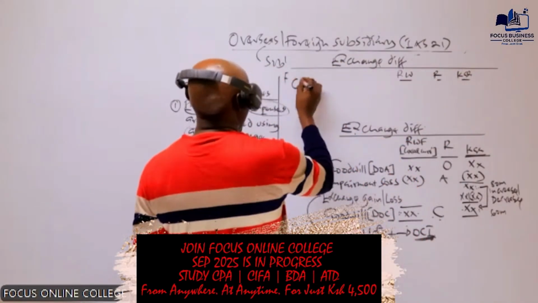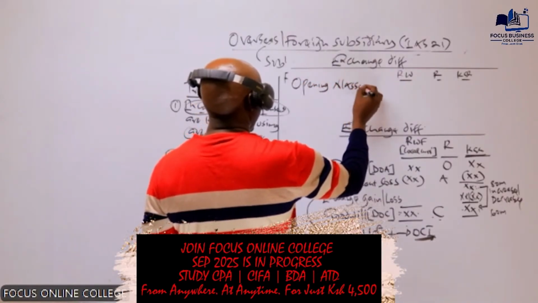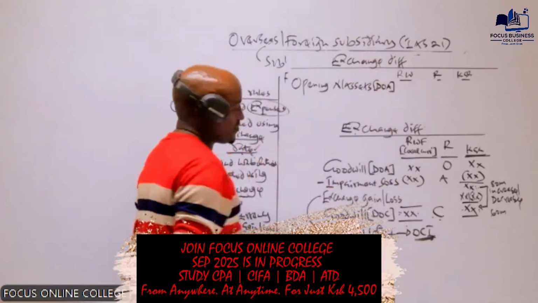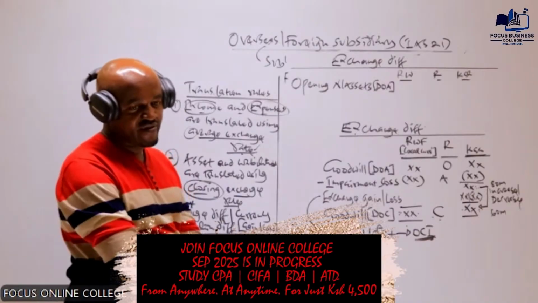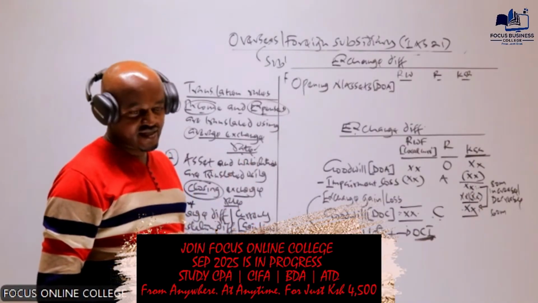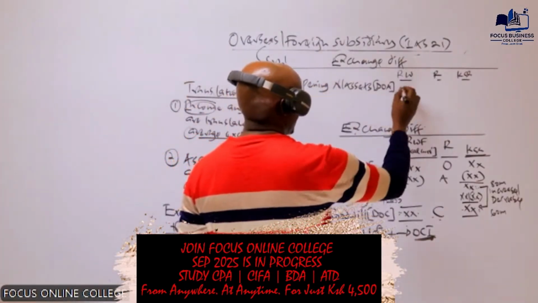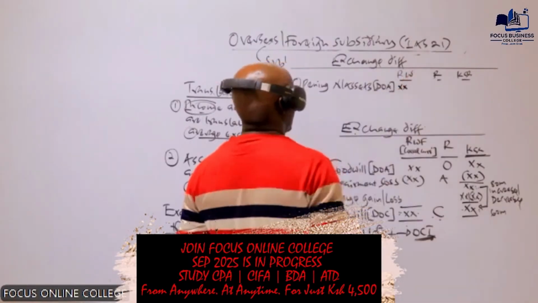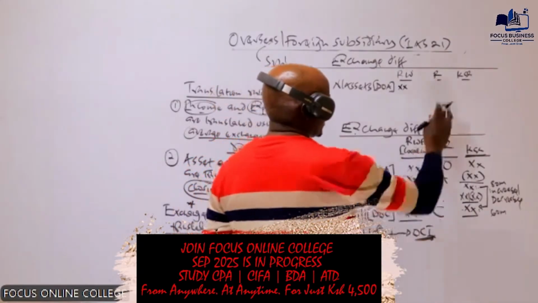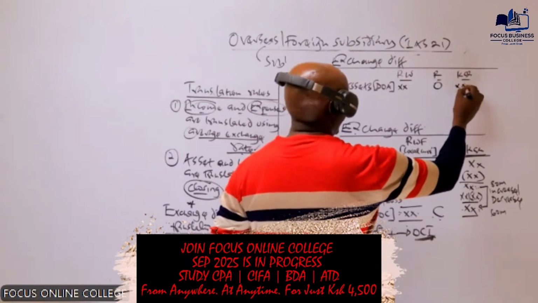So always here we start with the opening net asset. These, in other terms, are the net assets of the subsidiary on the date it was acquired. Remember, we have said in all these questions that the foreign subsidiary will have been acquired at the start of the year. So take the opening net asset on the date of acquisition in local currency, for example rand and franc. Translate that into Kenyan shillings using the opening exchange rate. You get the value here.